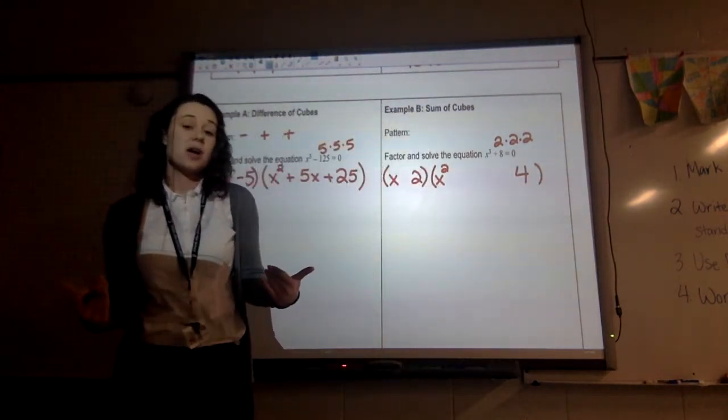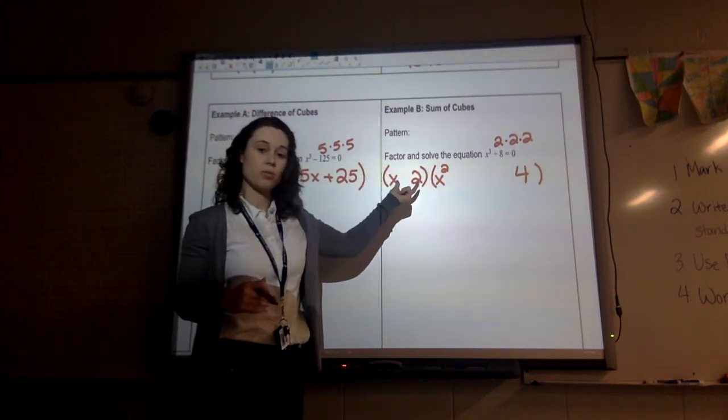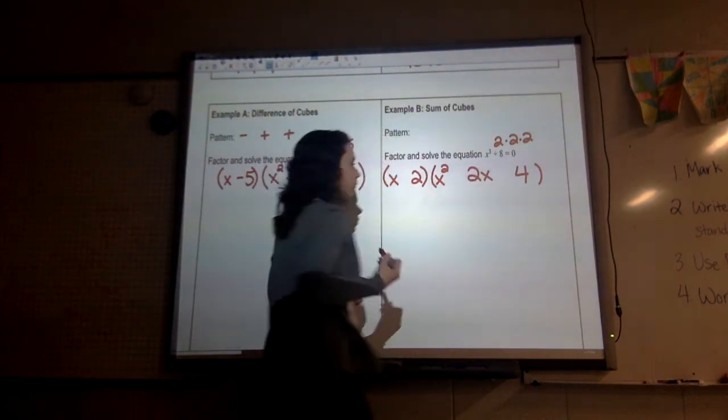Here's the part again that I just have to memorize. The way I fill in this big gap here is I take whatever's in that little parentheses, so 2 and x, and I write it down. Okay.